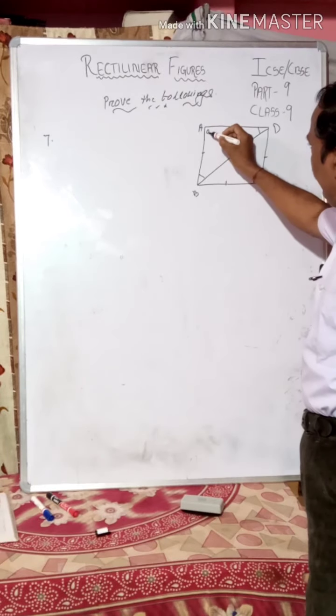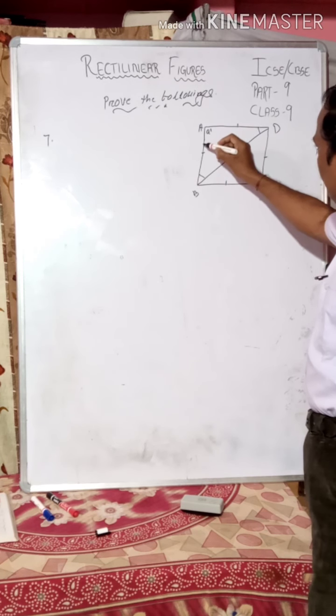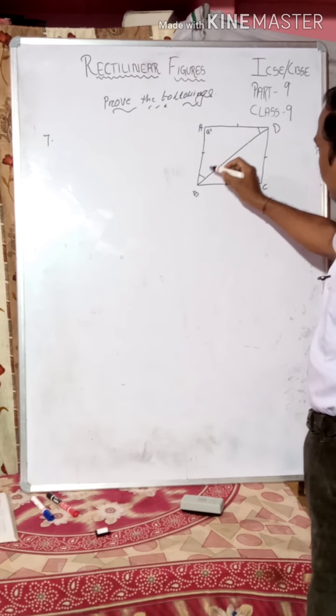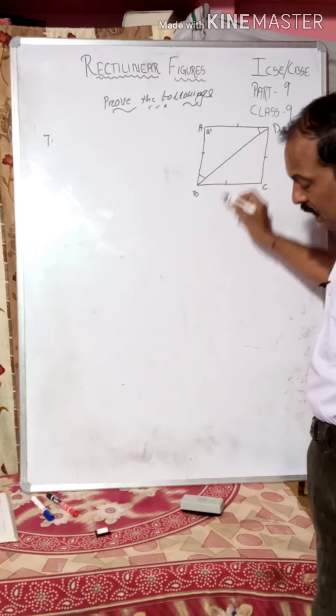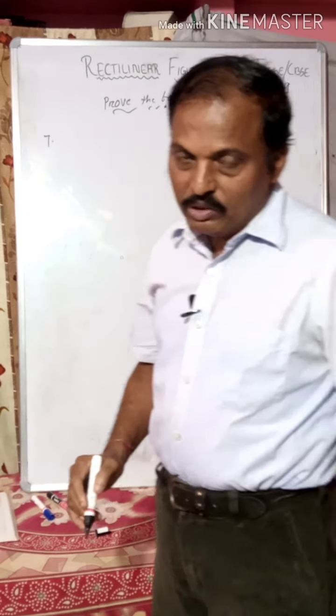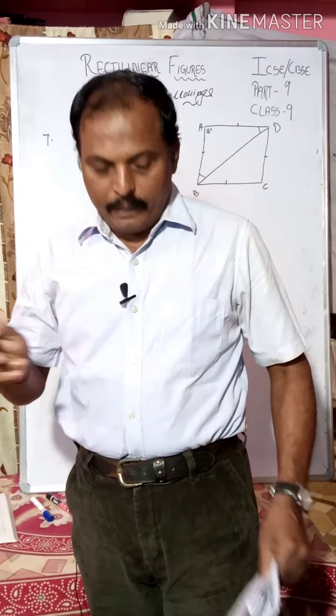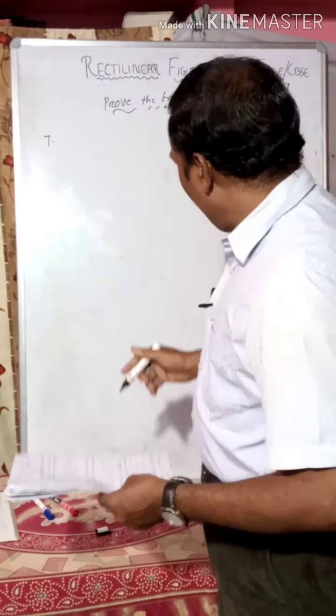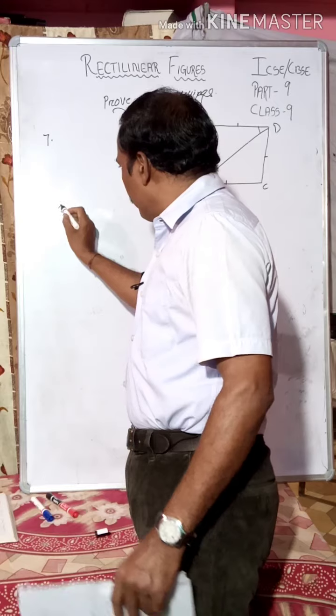This is 90 degree. So in this triangle, this side is equal to this side, so this angle is equal to this angle. So the sum of two angles is 90 degree, so each angle is equal to 45 degree. Very easy. Now statement 8.